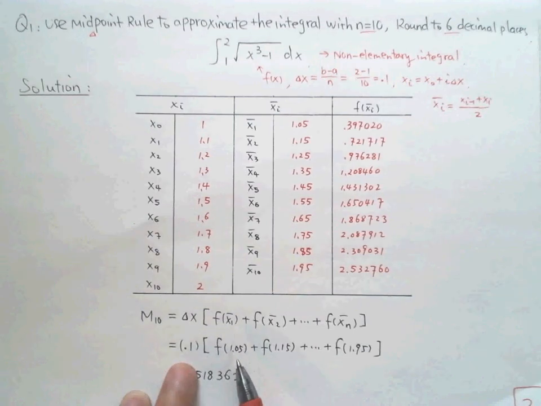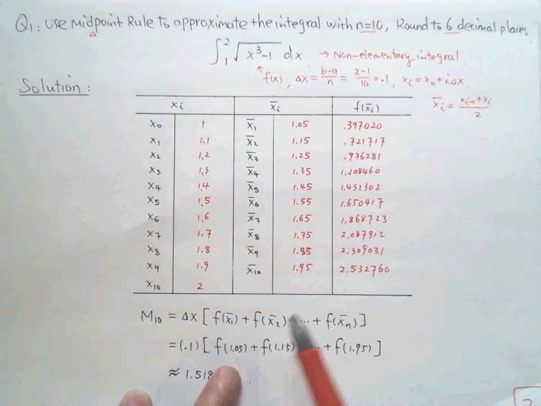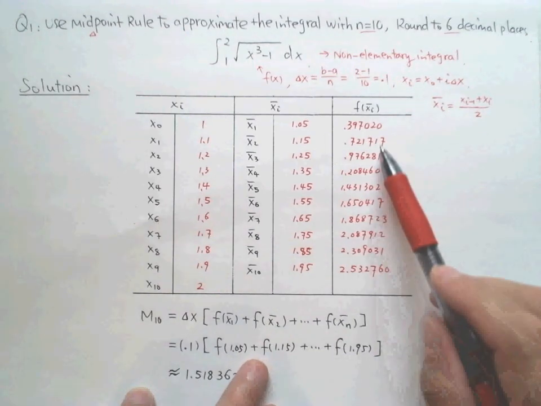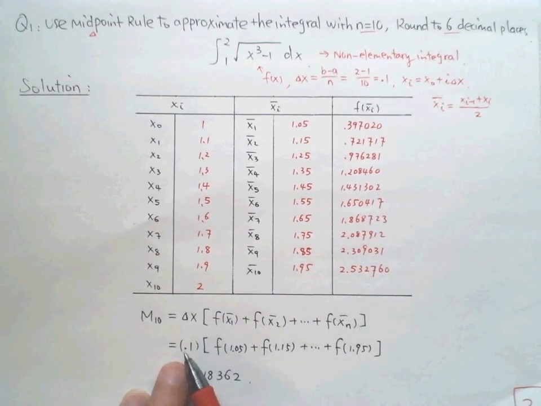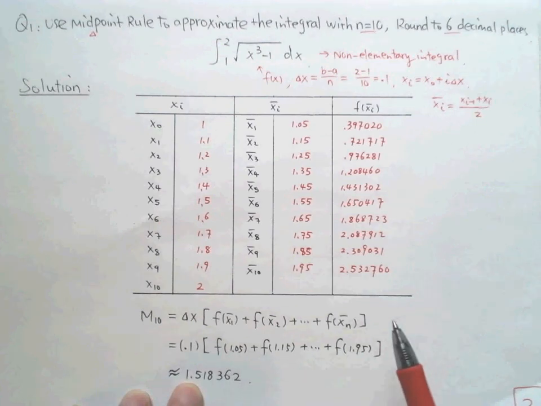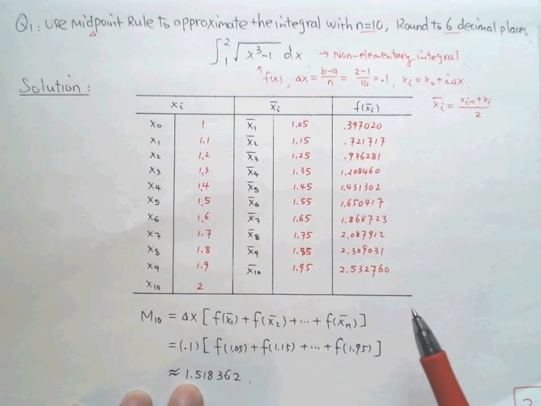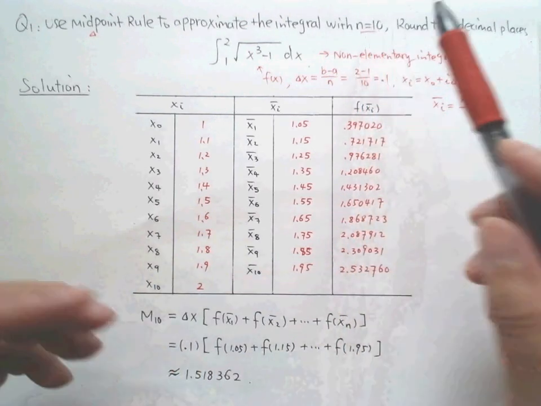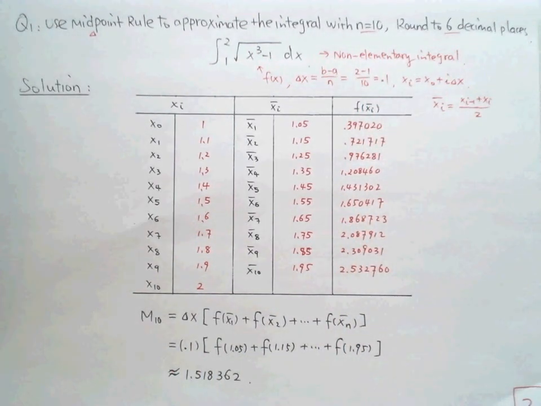This is 0.1. This is f at 1.05. We already have here, right? And have this value, or add this value together, and then times 0.1, and the final answer is 1.5. This is a kind of approximation. So everyone knows, if you want to increase the accuracy, how to do? You have to increase n. Okay, if n goes bigger, then the error gets smaller.